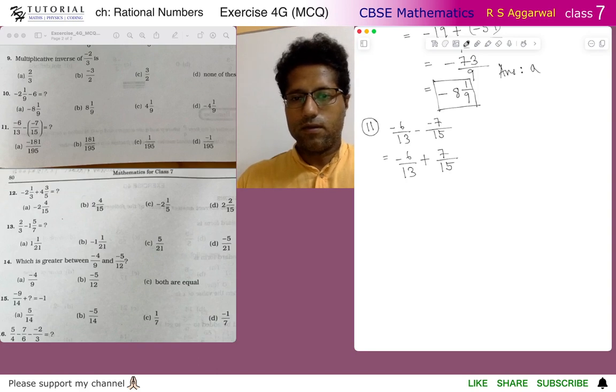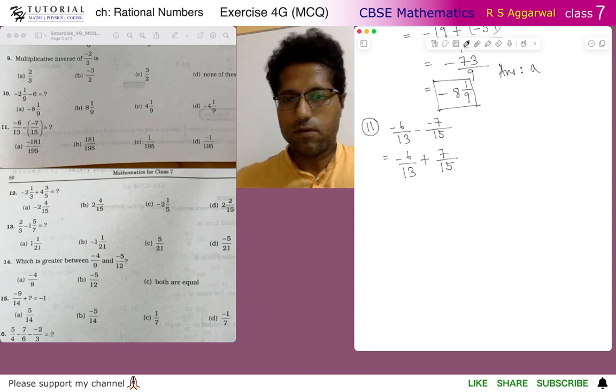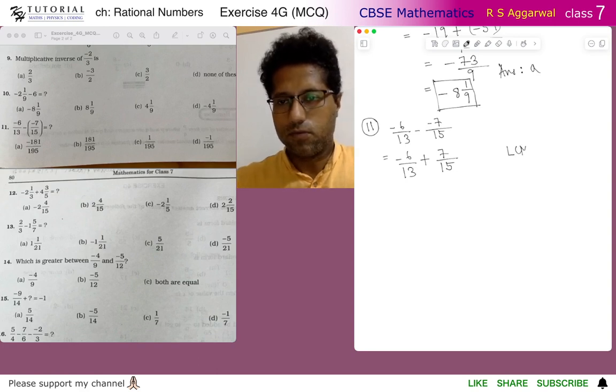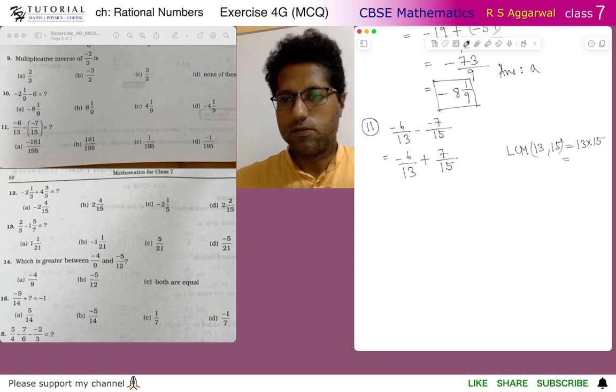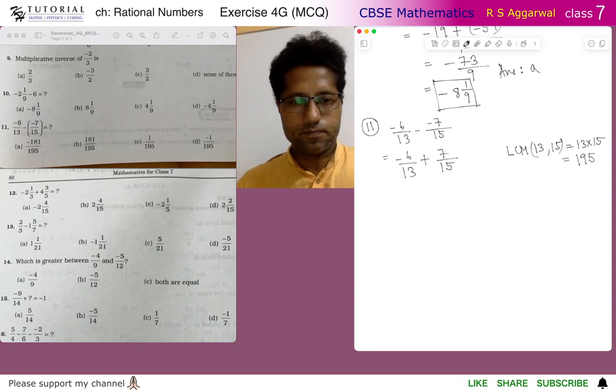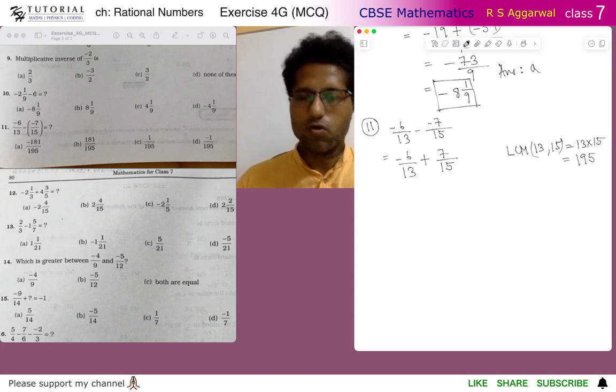So we have to find the LCM of the two denominators, 13 and 15. The LCM of 13 and 15 is 13 into 15, which is 195. So the LCM of 13 and 15 is 195.